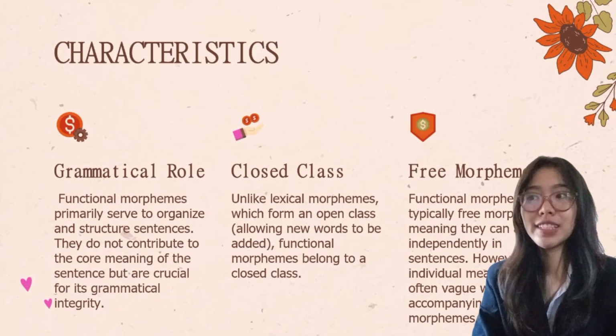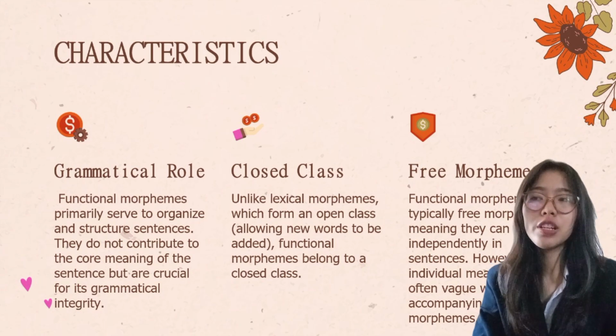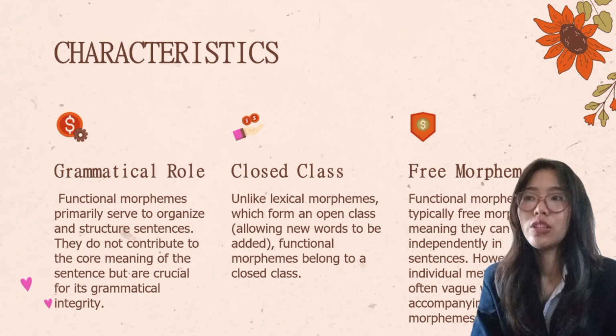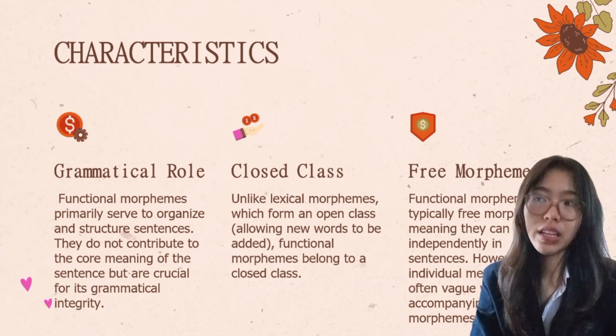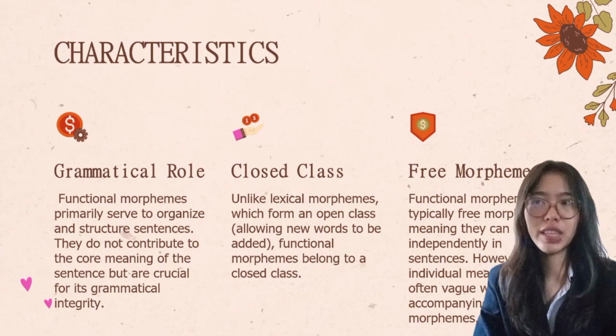So here are the characteristics of functional morphemes. Number one is grammatical rules. Functional morphemes primarily serve to organize and structure sentences. They do not contribute to the core meaning of the sentence but are crucial to its grammatical integrity.